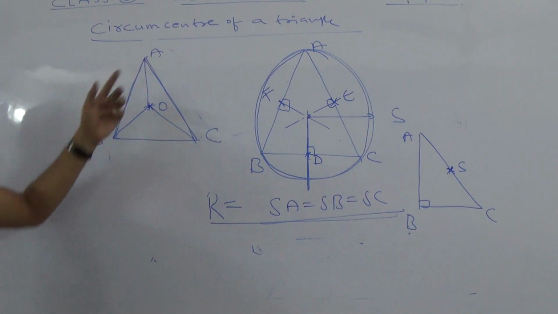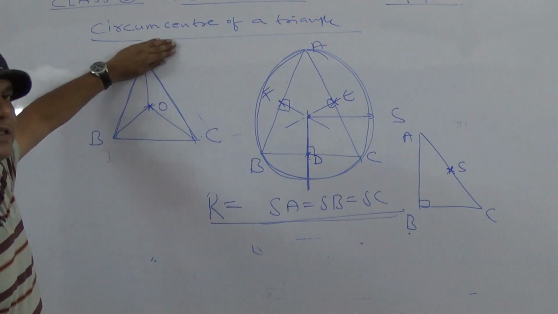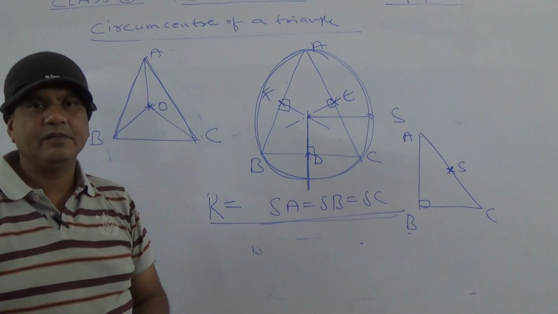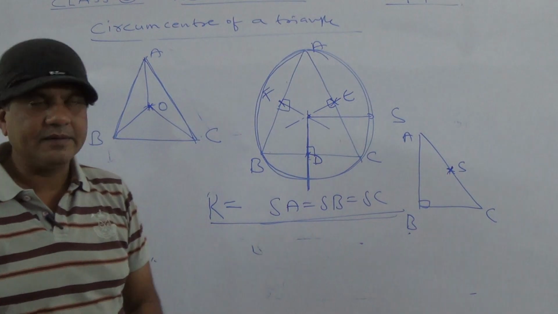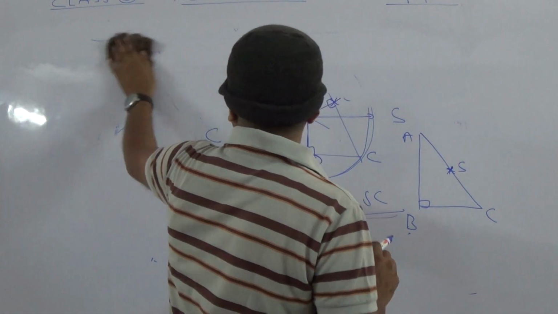That means if ABC is a triangle, O is the orthocenter of the triangle, then each point is the orthocenter of the triangle formed by the remaining 3 points. So, this is the centroid, circumcenter and orthocenter. Okay. Next one is incenter of a triangle.